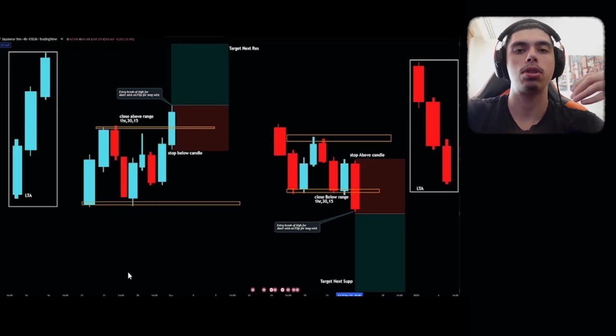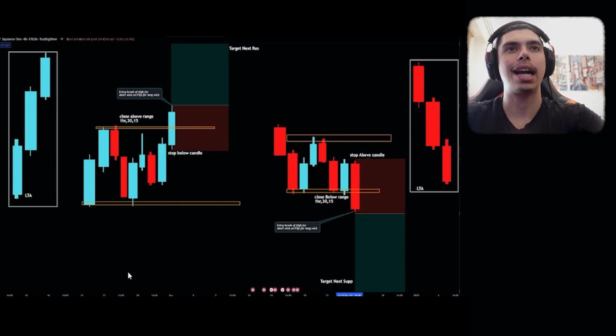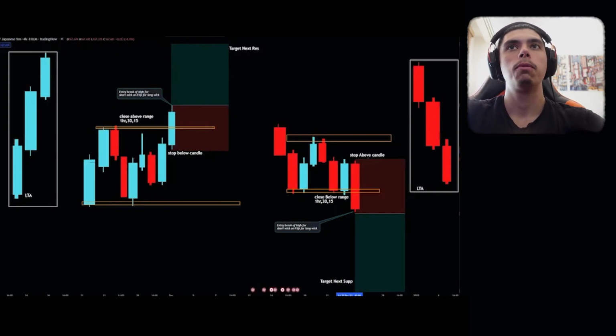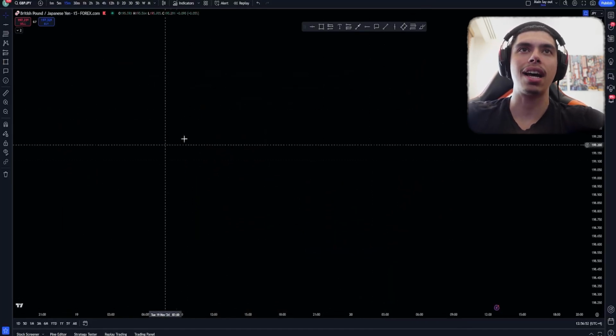my LTAs, which is my clean candles, right? I'm looking for price to move clean in that zone, because if it could move clean in the past, I expect it to move clean in the future. So that's what this bot is going to be designed on, right?